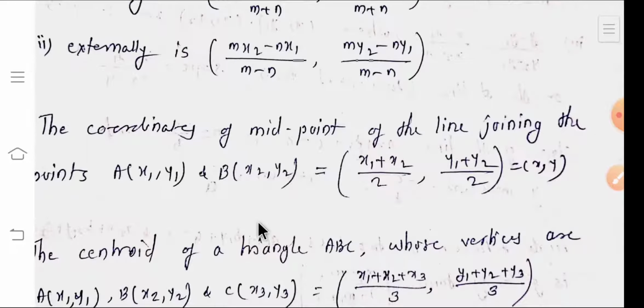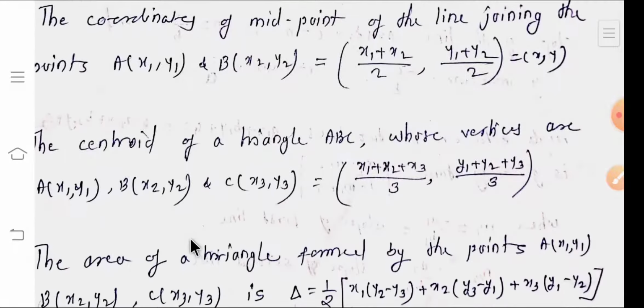Next, the midpoint of the line joining the points A of x1 comma y1 and B of x2 comma y2 is x comma y equal to (x1 plus x2) by 2 comma (y1 plus y2) by 2. One more formula: the centroid of a triangle ABC whose vertices are A of x1 comma y1, B of x2 comma y2 and C of x3 comma y3 is (x1 plus x2 plus x3) by 3 comma (y1 plus y2 plus y3) by 3.